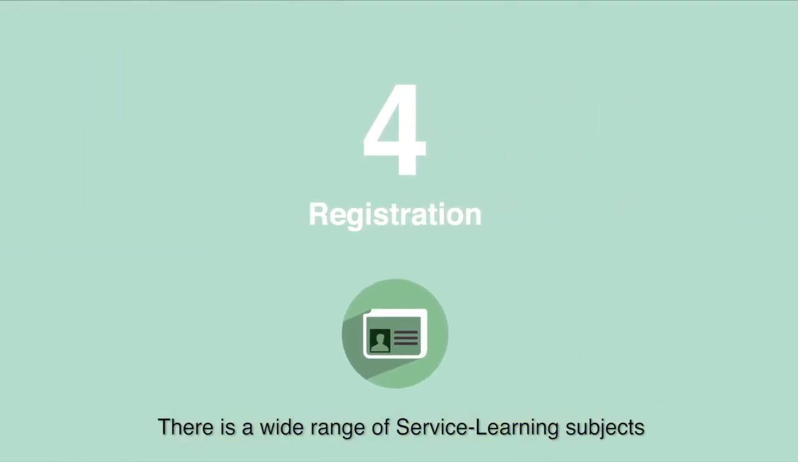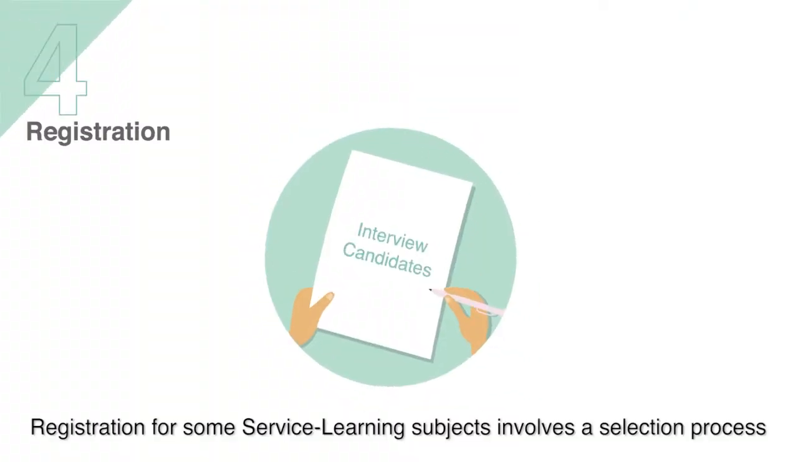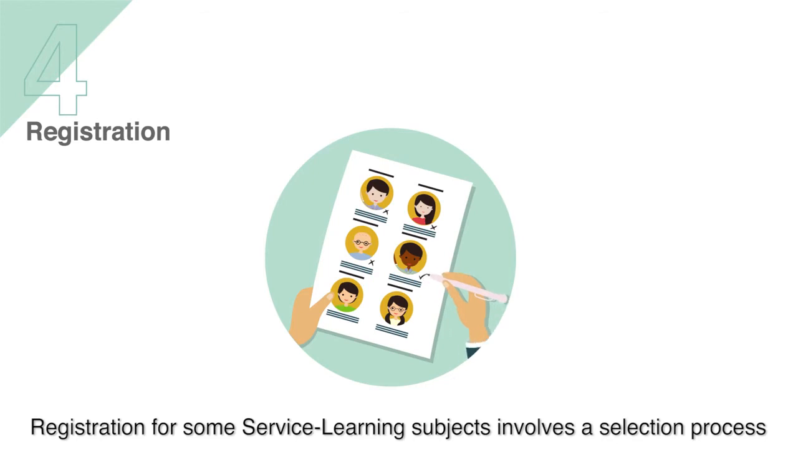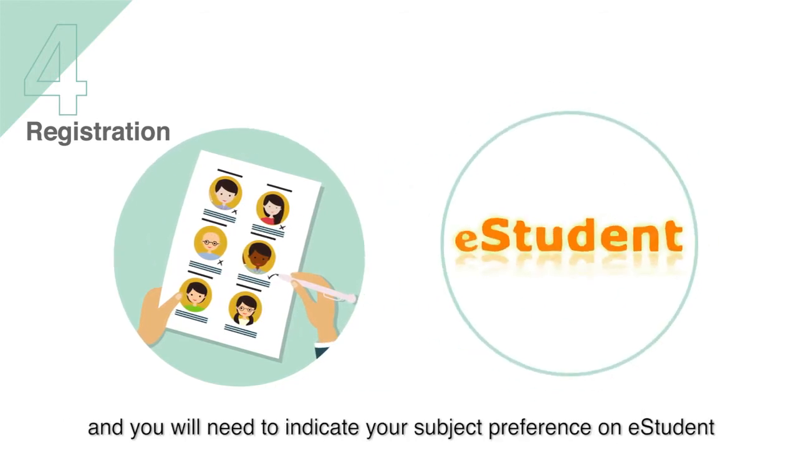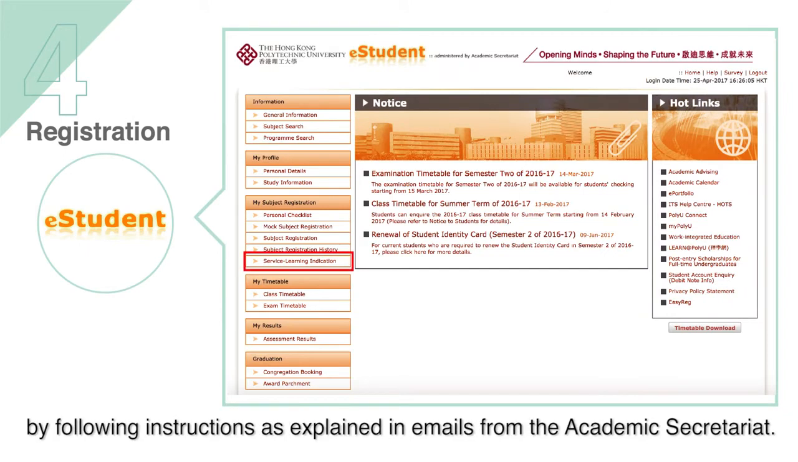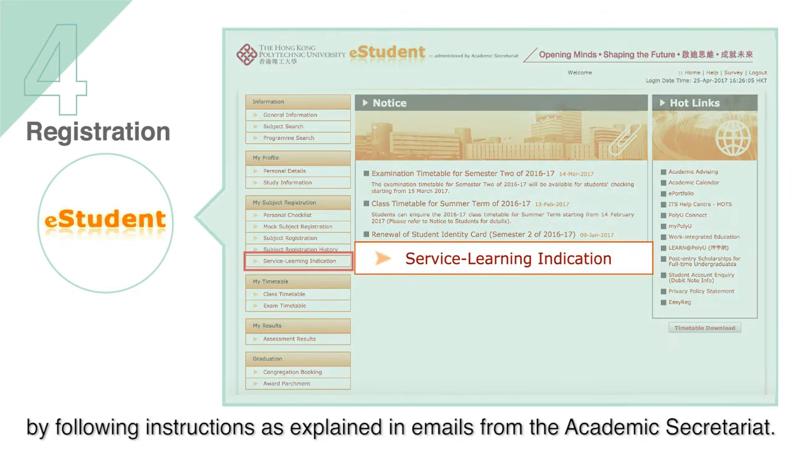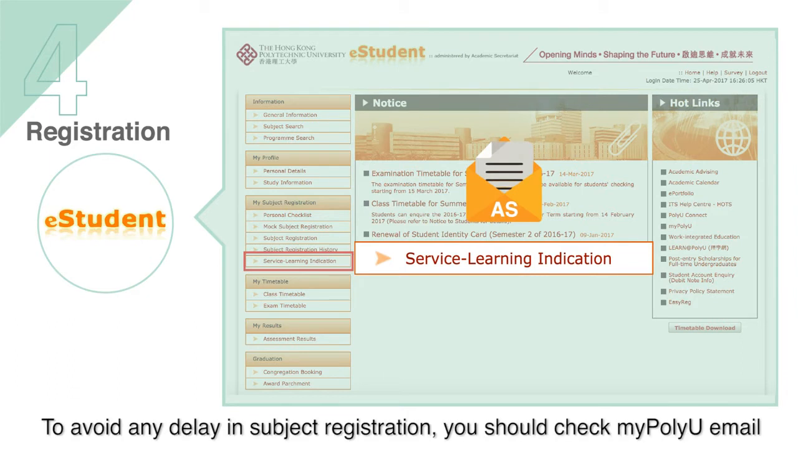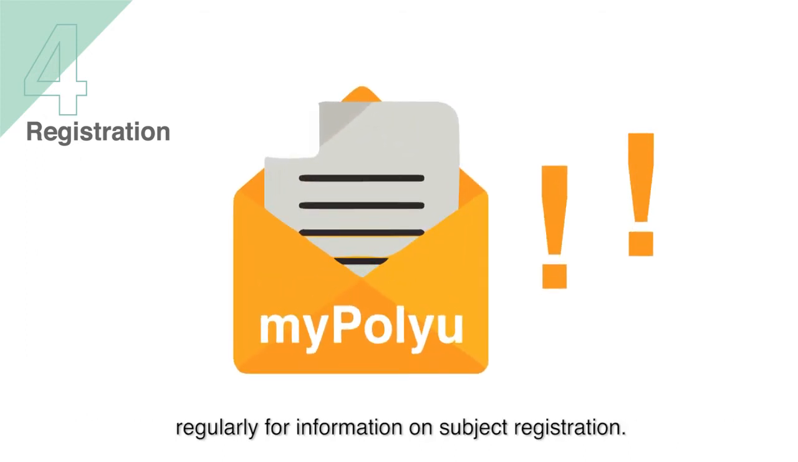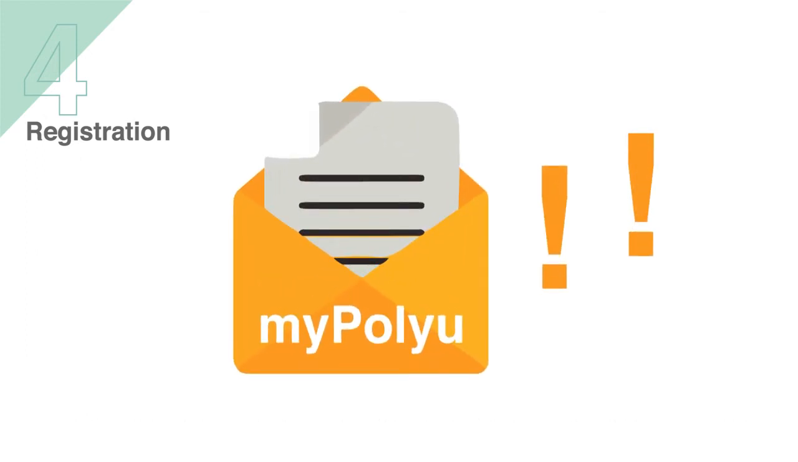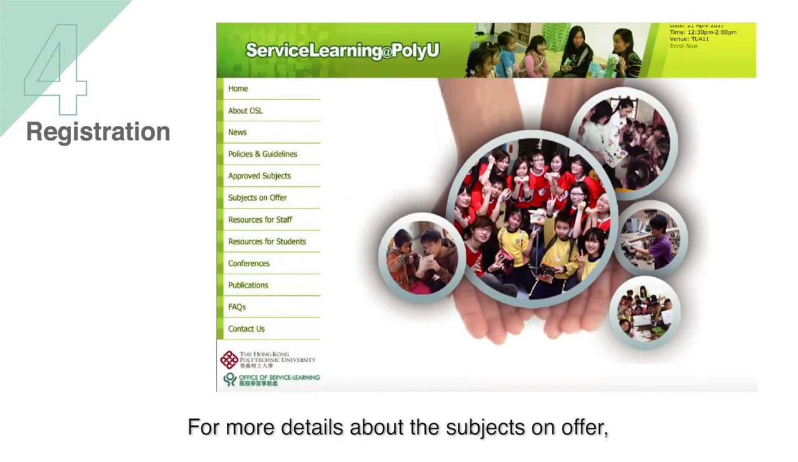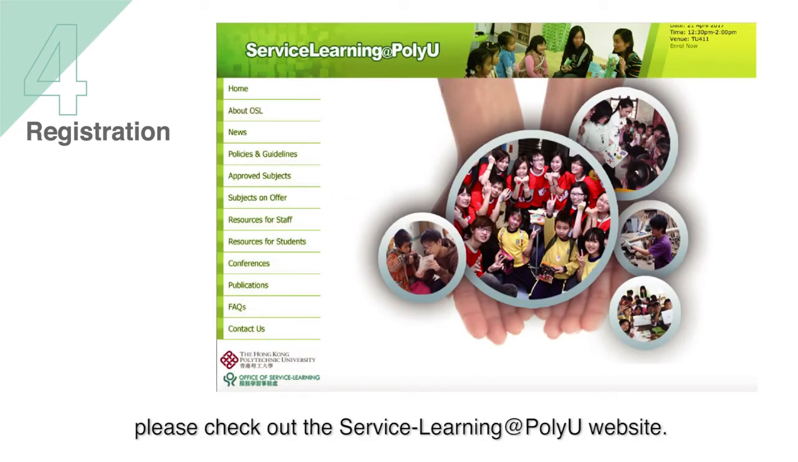There is a wide range of service learning subjects to be offered in each semester. Registration for some service learning subjects involves a selection process in which you will need to indicate your subject preference on eStudent by following instructions as explained in an email from the Academic Secretariat. To avoid any delay in subject registration, you should check your PolyU email regularly for information on subject registration. For more details about the subjects on offer, please check out the Service Learning at PolyU website.